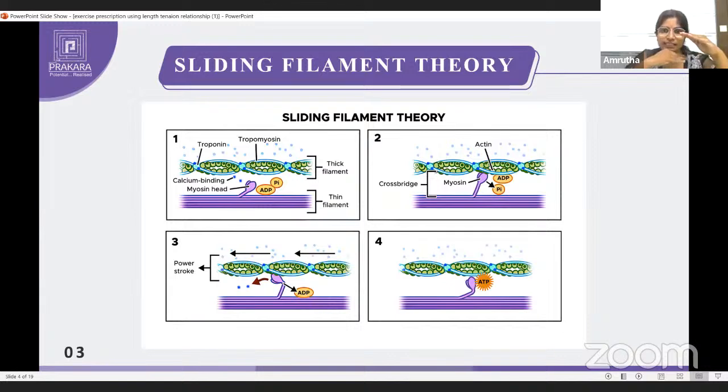Now what happens? This is actin, this is myosin. Whenever the cross bridge is formed, the power stroke happens and myosin moves. Again, recovery stroke, the cross bridge forms, the power stroke happens, and the myosin moves again. Basically, myosin will be pulling actin towards the center line. This particular movement happens in one particular muscle fiber.